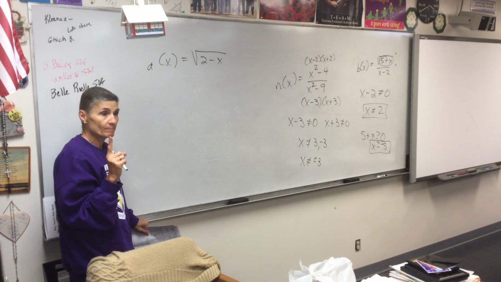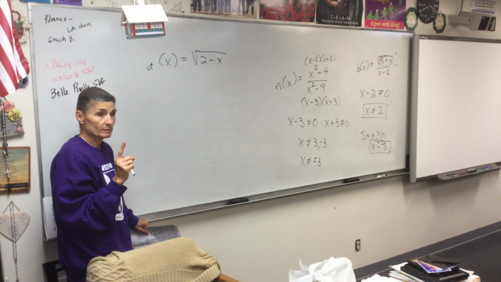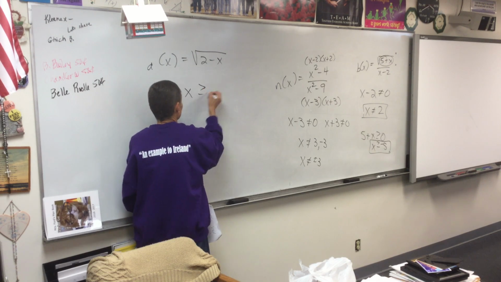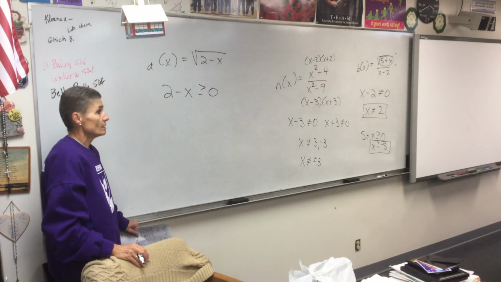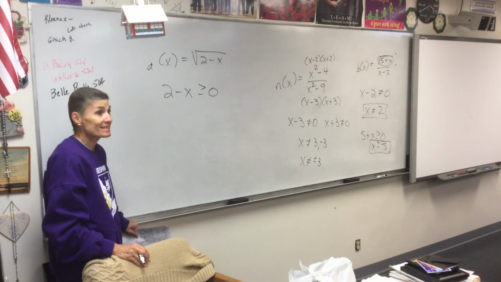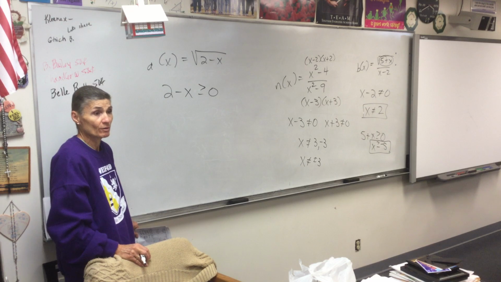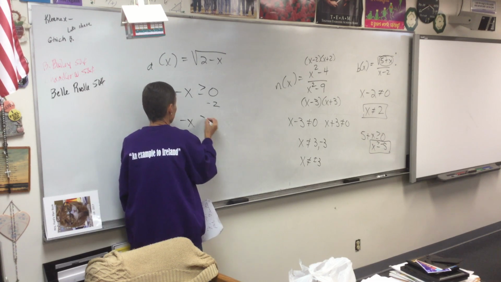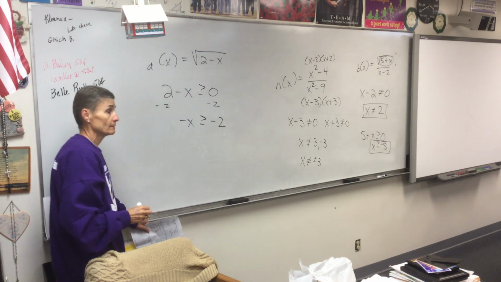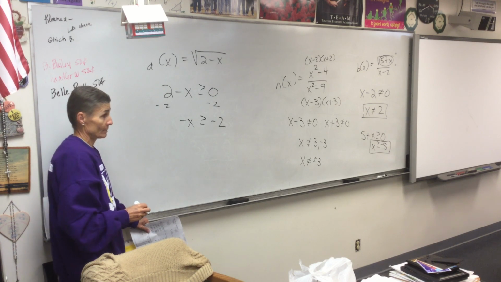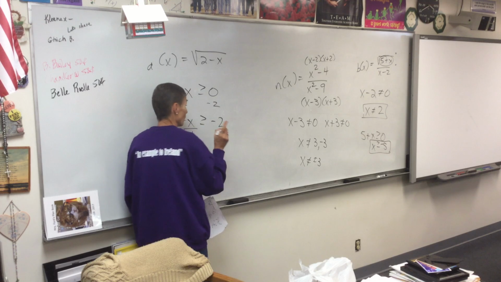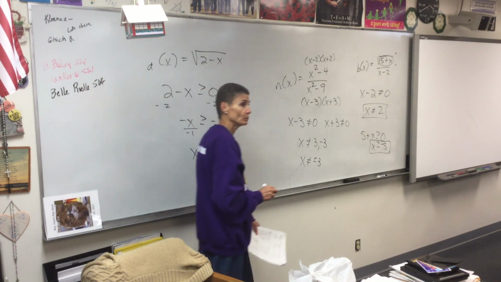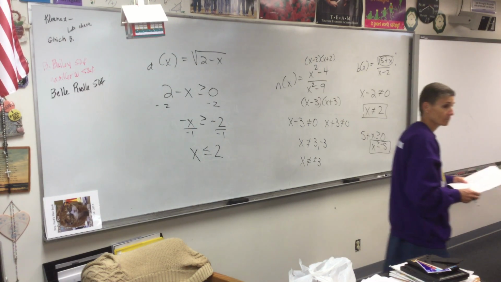Do I have a denominator? So I'm not worried about that one. Do I have a radical? Yes. So whatever is under the radical has to be greater than or equal to 0. Every time. That doesn't change. Whatever's under the radical greater than or equal to 0. So I'll subtract 2. So negative x is greater than or equal to negative 2. And then what? I got to divide by negative 1, and when I do that, it flips and says x is less than or equal to 2. Right?